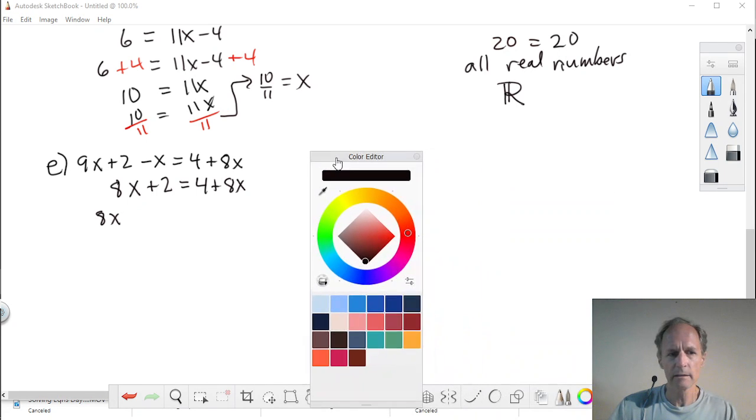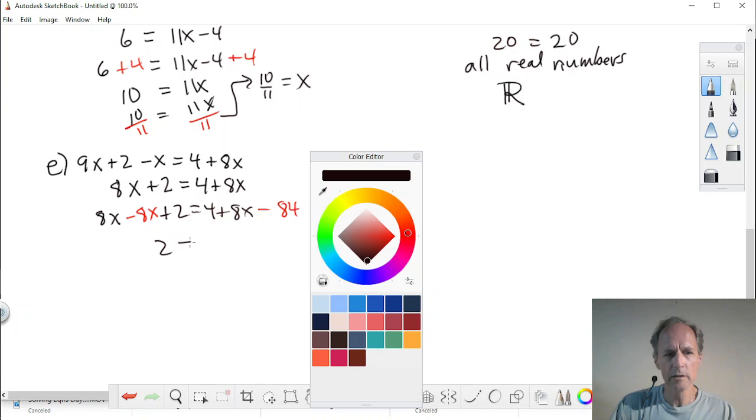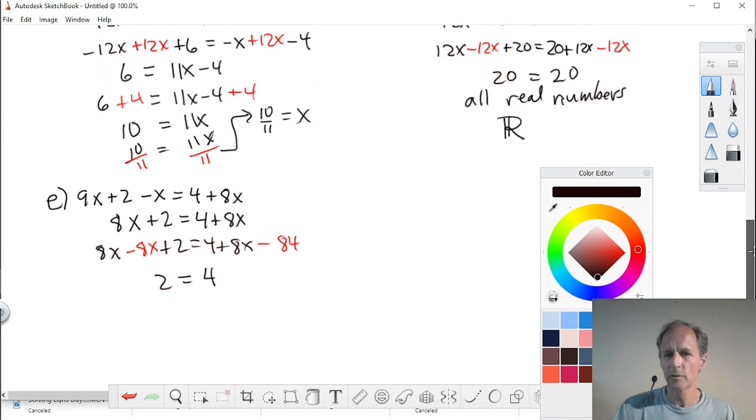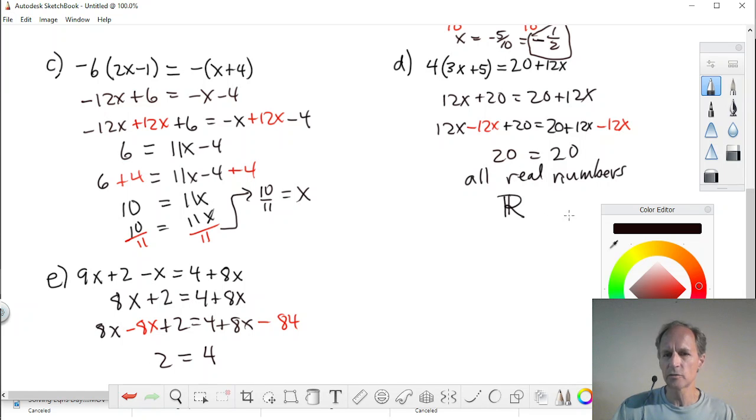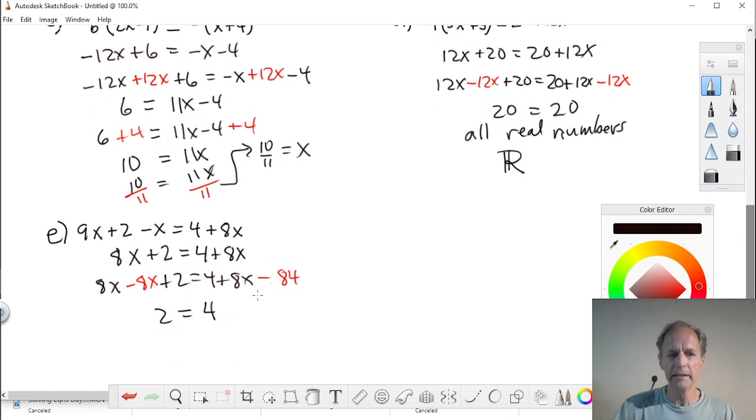8x minus 8x plus 2 equals 4 plus 8x, and subtracting that 8x from that side as well. Okay, so on the left 2, and on the right the only thing left is 4. Now inadvertently we used this problem already. That's okay. It's kind of nice to see it again, and see it alongside the one we just did, where we got 20 equals 20, always true. This time we get at the end 2 equals 4.